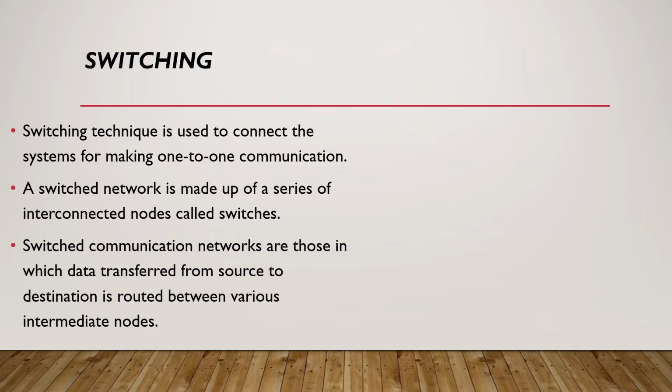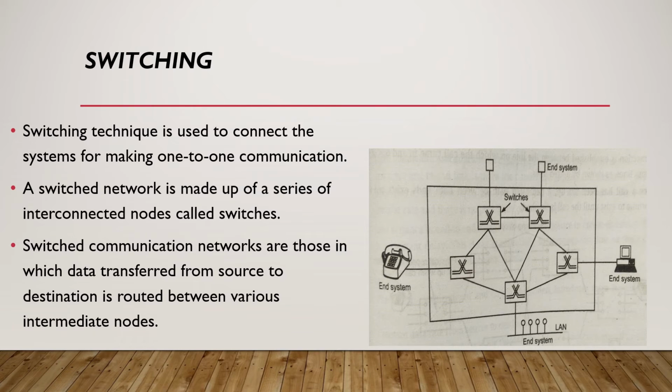Switched communication networks are those in which data is transferred from source machine to destination machine, routed between various intermediate nodes. Switching is a technique by which a node controls or switches data to transmit between specific points on a network. This diagram represents a switched network in which a number of switches are available between the transmission of two systems.